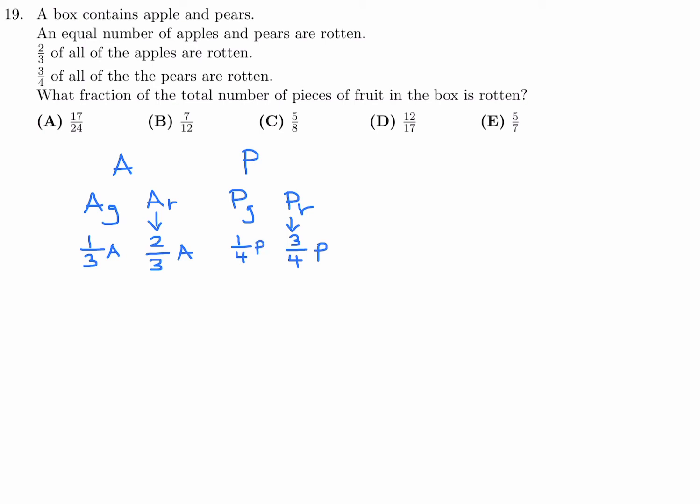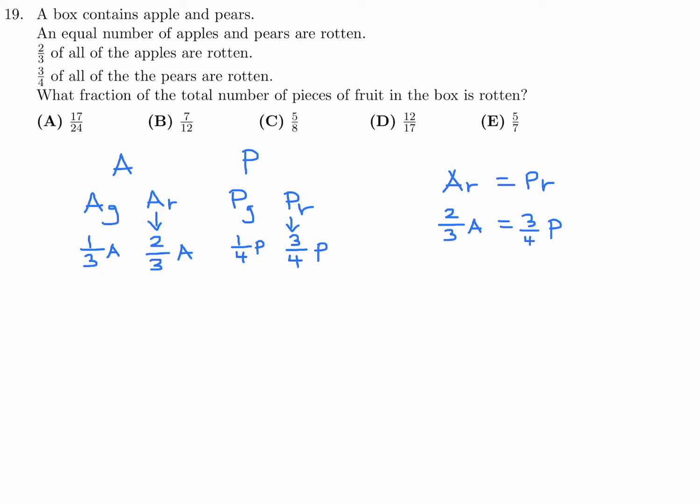And they also tell me there's an equal number of apples and pears that are rotten. So that means that AR is equal to PR. Rotten apples equal to rotten pears. And in terms of my A and P notation, that's 2/3 A is equal to 3/4 P. So now I think that's about as far as we can go, right, based on the information they give us?